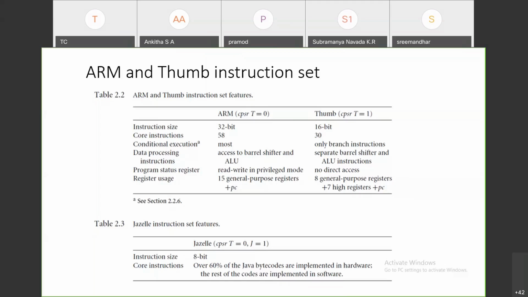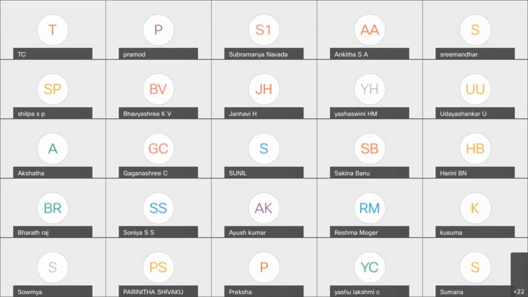Along with that, there is one more bit. That bit is called the Jazelle instruction set feature. If I don't want the ARM instruction set and I don't want the Thumb instruction set, it means I want the ARM processor to support Java-based instructions. Java is a language, and Java-based instructions are for applications where the Java language is preferred, such as some embedded systems.